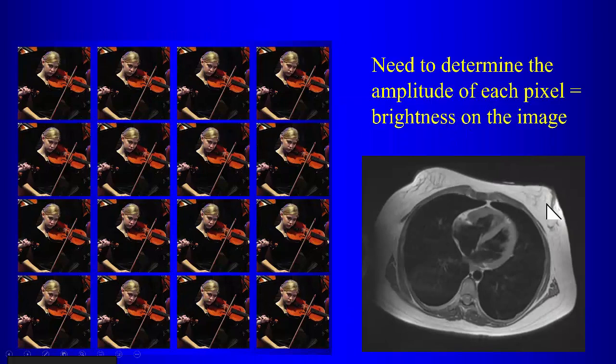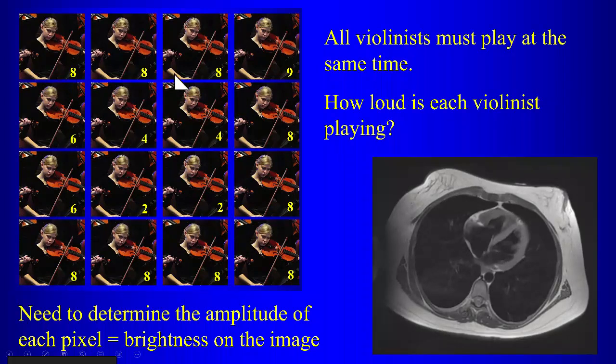That determines the brightness of each pixel. That's the amplitude. But we want to be able to get the spatial information in our imaging slice to be able to do that. So here I've just put in these numbers. So pretend this is the amplitude. How loud is this violinist playing, right? Each of these violinists, they're playing at a different amplitude, at a different loudness. So this one here that corresponds to fat is playing very loud. This one over here, not playing as loud. The signal is lower, right?